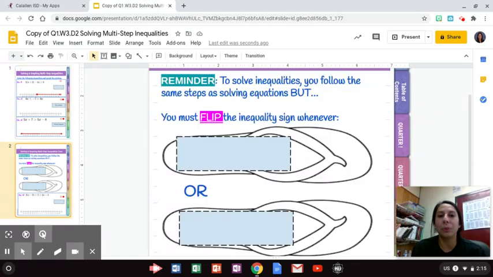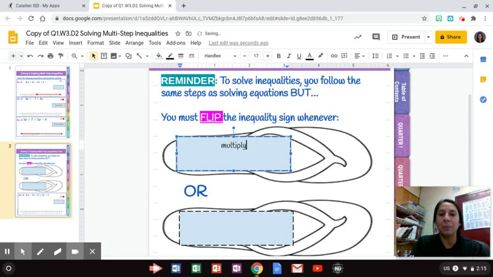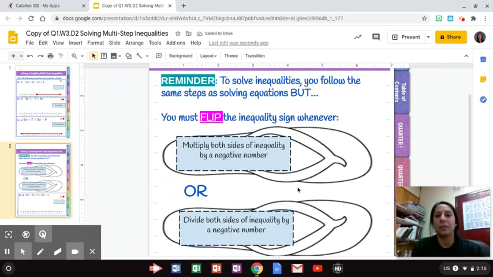We do have a rule that we have to remember when we solve inequalities. And here, the rule that you must follow is that you have to flip the inequality sign whenever you multiply both sides of the inequality by a negative number, or divide both sides by a negative number. So again, anytime you multiply or divide both sides by a negative number, that inequality symbol has to get flipped. So we flip it the other direction when we do that.